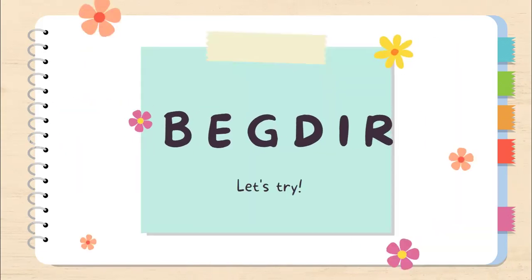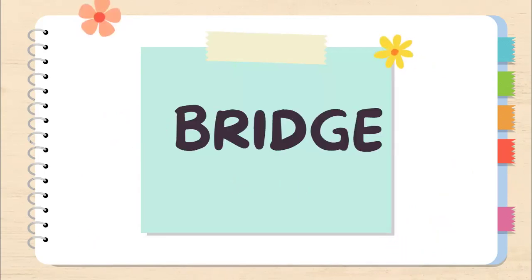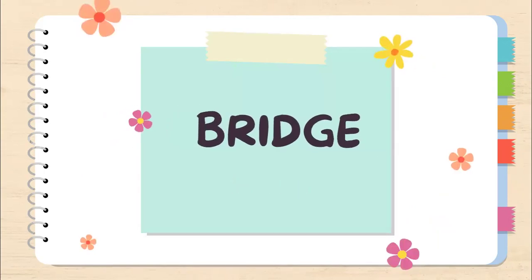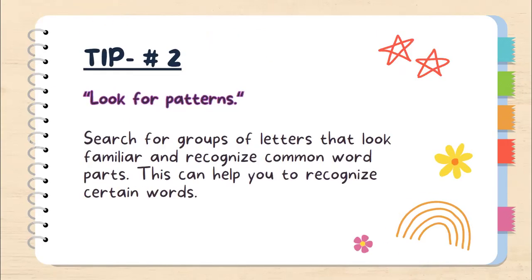Let's see with an example. Observe the first letter of this word closely. Try. It's bridge. If you observe the first letter closely, you will notice that it's B and bridge starts with B. But this might not work always.